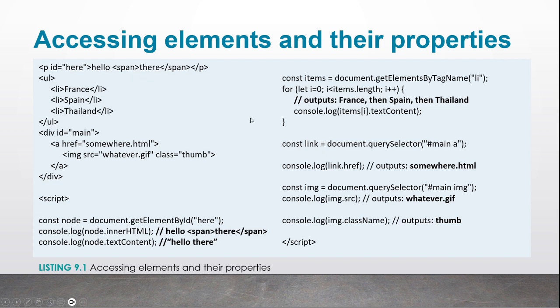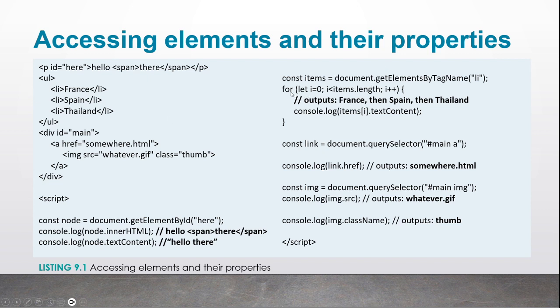Okay? And then let's look over here. We're setting another variable called items. And that is going to look at the document and get all the elements with the tag name of list item. So it's going to grab all of the things that have list item on it. Okay? And it's saving it as an array.